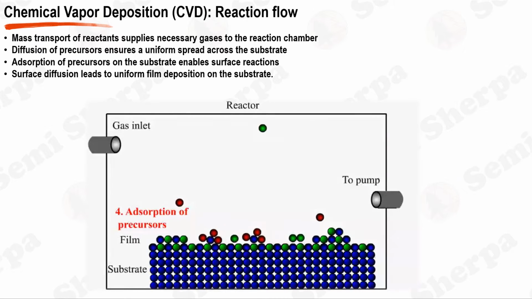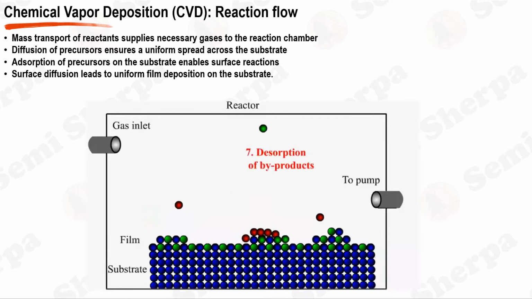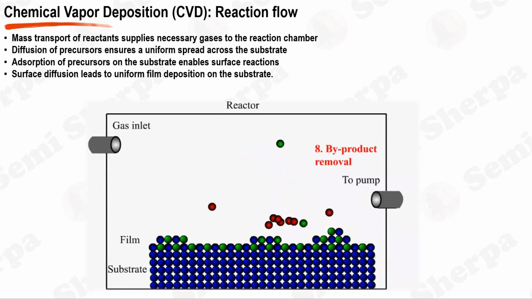The initial step involves the transport of reactant gases to the reaction chamber. The mass transport of reactants is critical to ensure the reactants reach the substrate surface in sufficient quantities to drive the deposition reaction. This phase involves the careful control of gas flow rates and pressures to achieve a consistent and uniform supply of reactant gases.